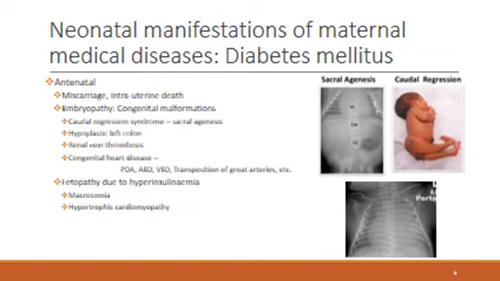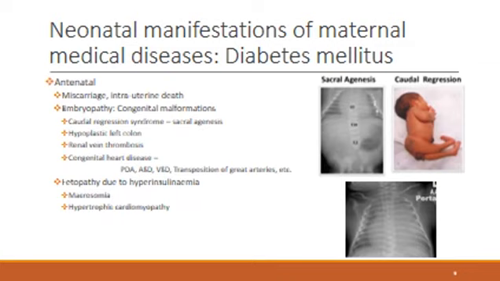If this does not happen, they have an increased risk for miscarriage. They can also suffer intrauterine death. Embryopathy is congenital malformations that affect the fetus. Caudal regression syndrome is an example of this, as well as sacral agenesis, as you can see in the pictures. There might be hyperplastic left colon, an increased risk for renal vein thrombosis, and all babies born to diabetic mothers should actually be screened for congenital heart disease, such as PDA, ASD, VSD, or transposition of the great arteries.